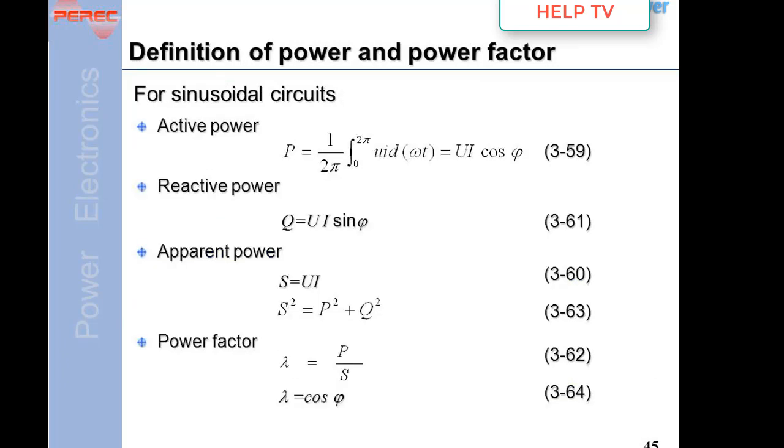Definition of power and power factor. For sinusoidal circuits: active power P equals UI cos φ. Reactive power Q equals UI sin φ. Apparent power S equals U times I. Power factor λ equals cos φ.